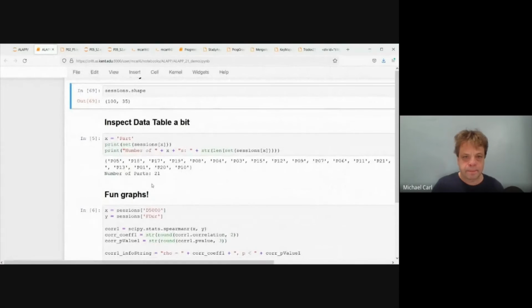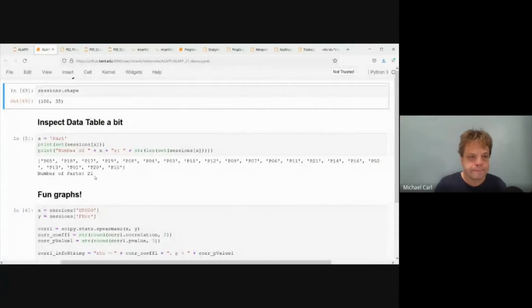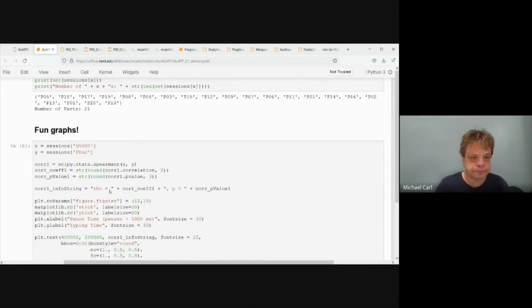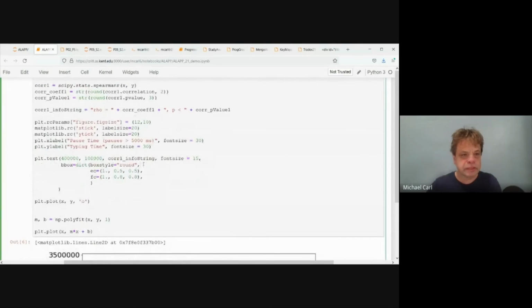We have 21 participants, who produce 100 sessions, which means that each participant produces approximately 5 texts. And now we can produce some graphs here.